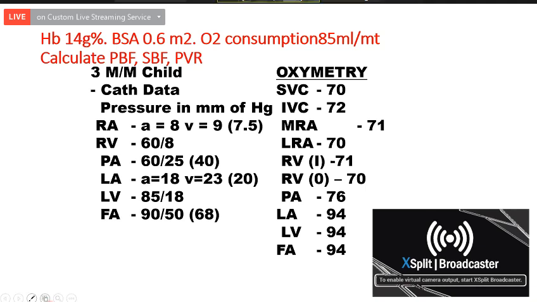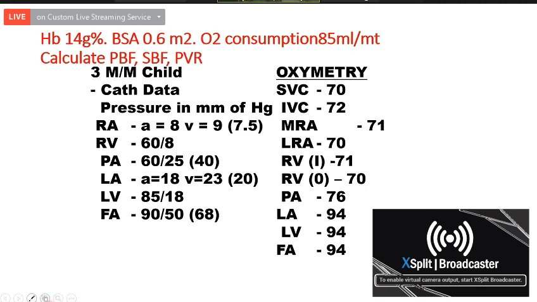So here, what is the pressure? PA mean pressure is 40 minus 20, so 20 millimeters. Then divided by QP. We have to calculate the QP, the pulmonary blood flow. So what is the formula for pulmonary blood flow? Oxygen consumption divided by the arterial oxygen difference, not oxygen content.